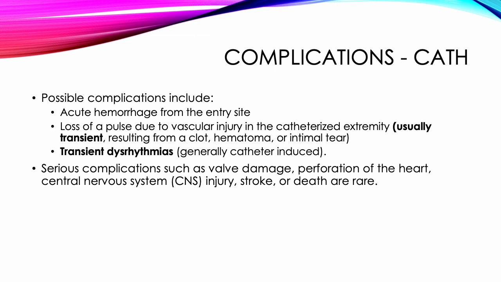There are complications that you need to look for as the bedside nurse after a cardiac catheterization. Acute hemorrhage from the site would be the most obvious. However, it's not unusual to have a slightly less strong pulse in the extremity that we use the artery for during the cath. However, this should be transient. Also transient are some dysrhythmias.